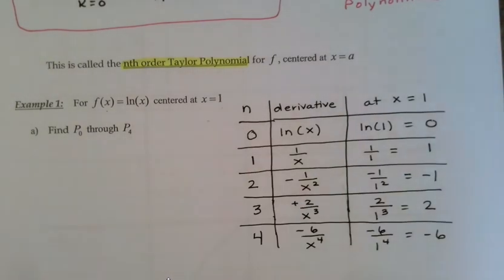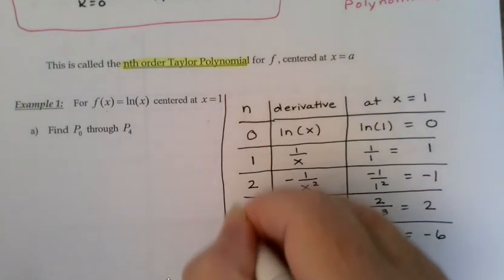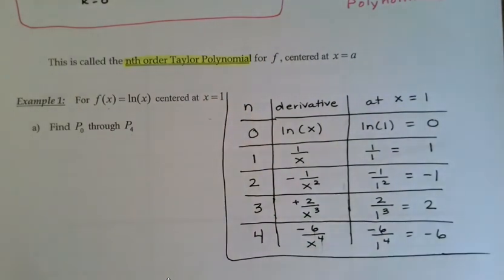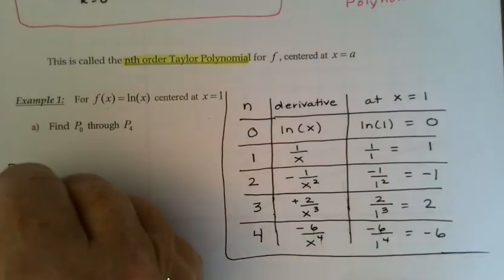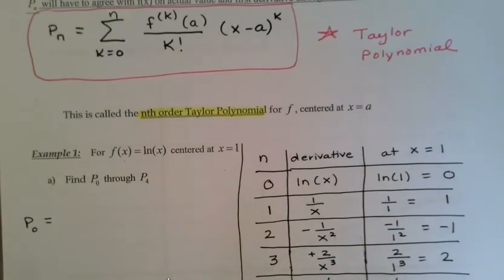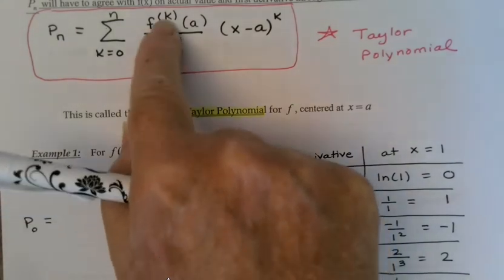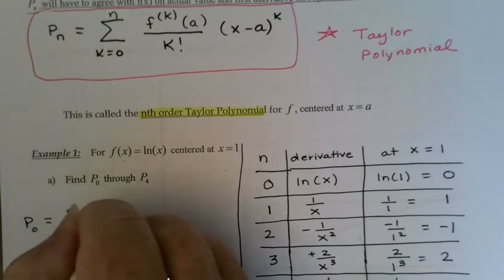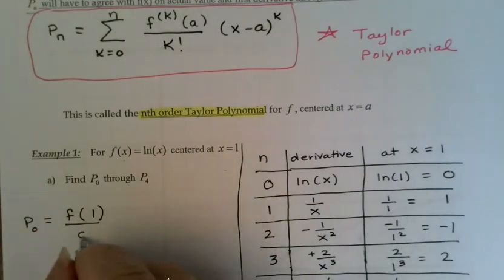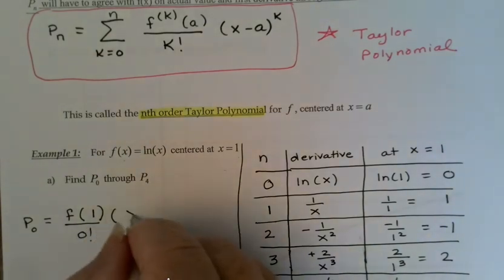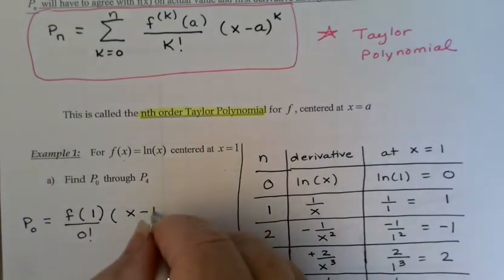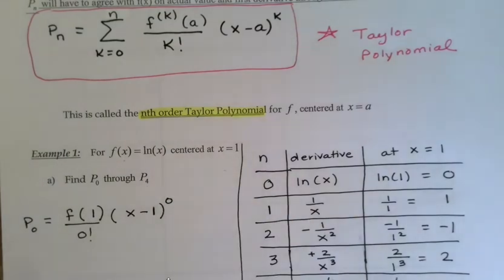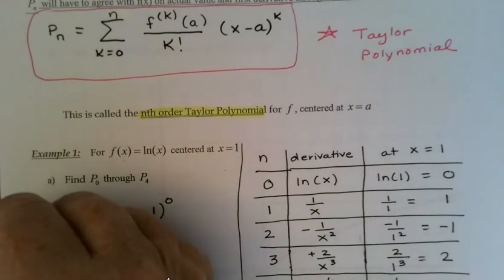Okay. So therefore, n equals 0 through 4 are just my derivatives, which I'll be able to use to plug in for my Taylor polynomials. So that's kind of an off to the side. All right, so let's get started. P0. If I just think of the 0 term, that would be the 0th derivative, or just f of, in our case, 1, over 0 factorial, times x minus our a value, which is 1, to the 0 power. This is just my k equals 0.